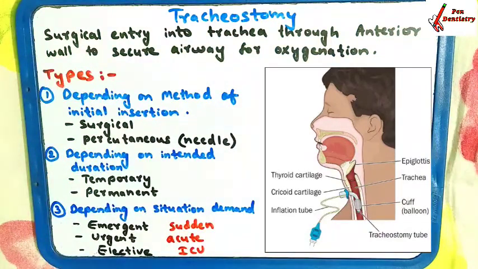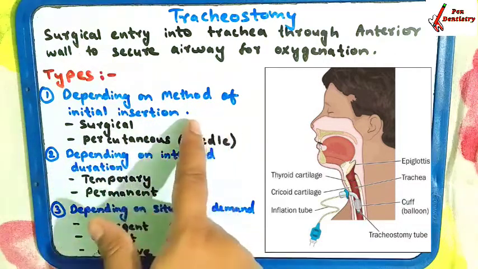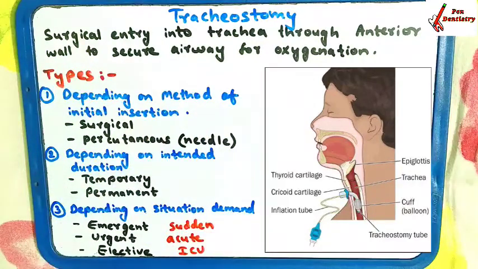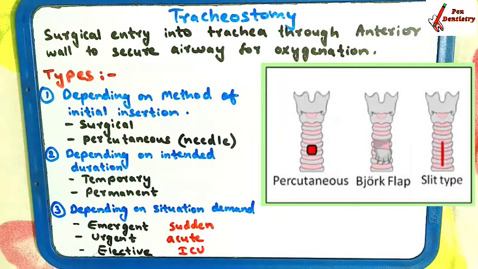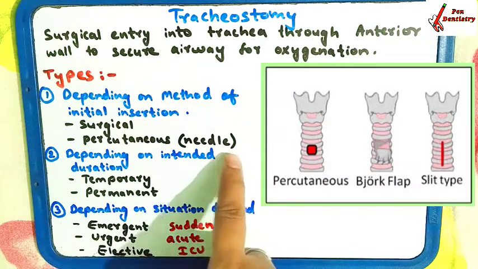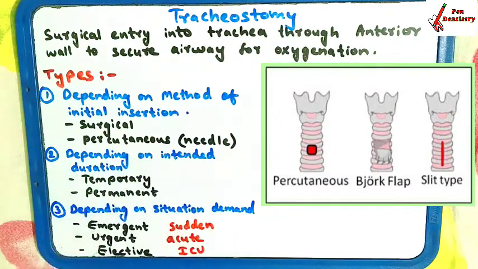As you can see in the picture, this is the tracheostomy. The types of tracheostomy depend on the method of initial insertion, that is how you are going to initiate the tracheostomy. The first is surgical and the second is the needle one, that is percutaneous.